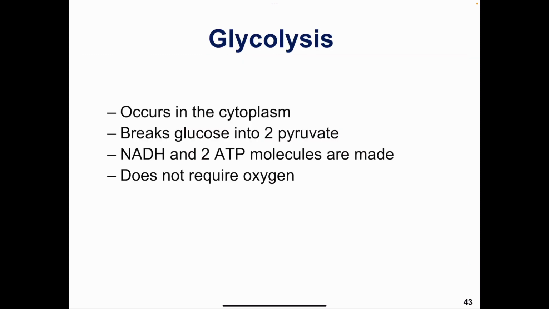Now, glycolysis happens in the cytoplasm, breaks down glucose into 2 pyruvate molecules, and produces NADH, which is an electron carrier, right? An electron acceptor, and 2 net ATPs that are produced. This process does not require oxygen.